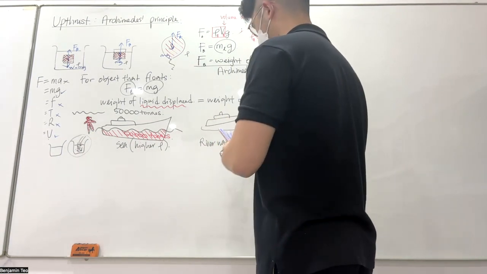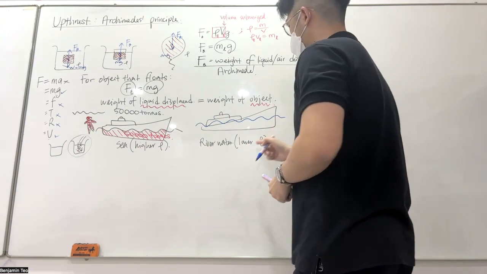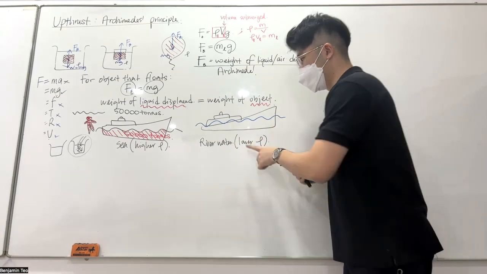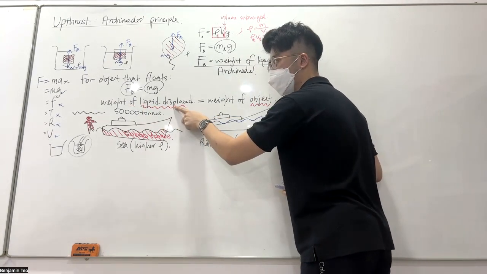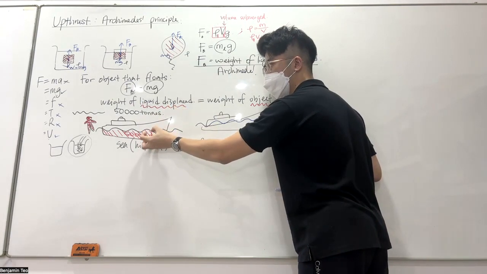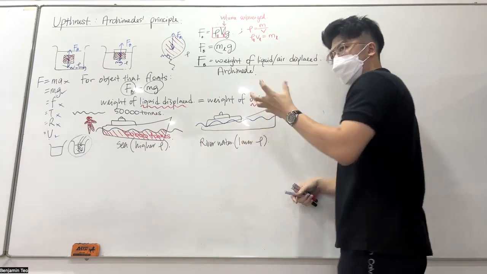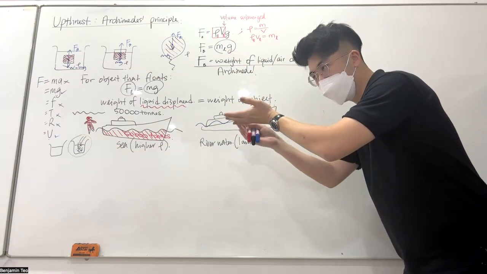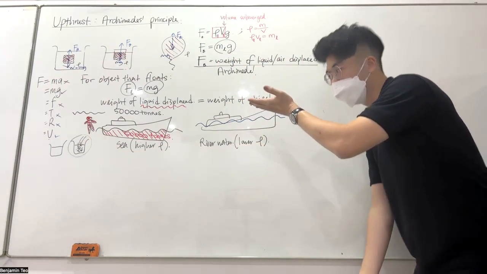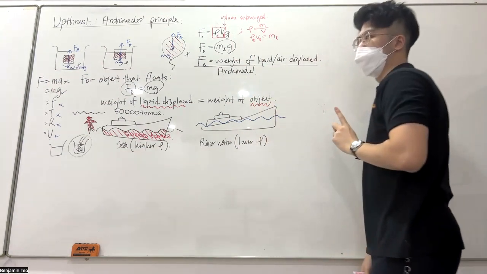Now it goes to this water. Because this water is lower density, right? Then remember we need to displace liquid whose weight must be the same as our weight. So if my water is lower density, then it means I need to displace a lot more, right? A lot more to balance my own weight.